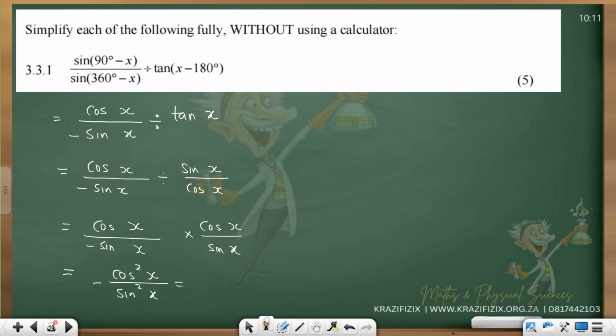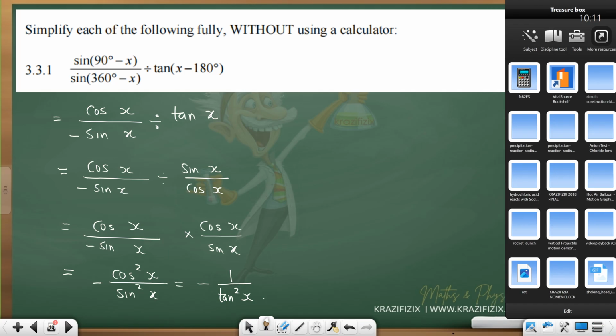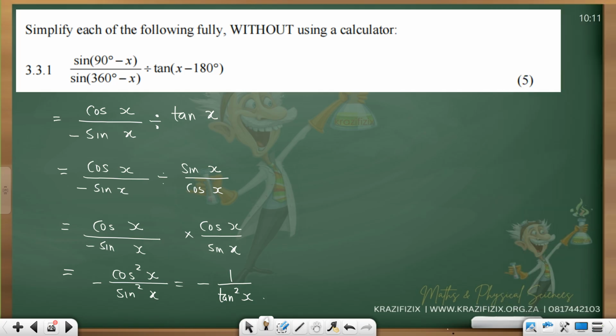Oh, what will this give us? What is cos squared over sine squared x? That is 1 over tan squared. Is this what you got, everybody? Is that what we got? We need to make sure that this is sorted. We don't want to come back to this and make mistakes.